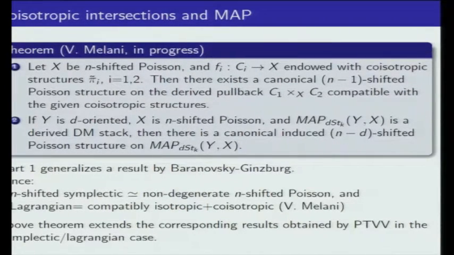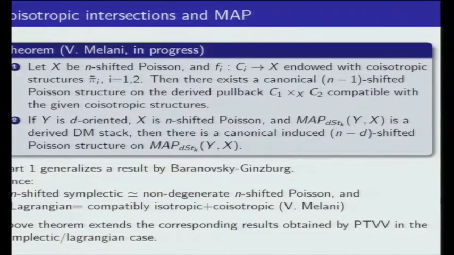So let me mention this result, which is almost written down by Valerio Melani. They are analogs of what we got for the symplectic case for intersections of Lagrangians. Here we are in the Poisson case, and you replace Lagrangian by coisotropic, and then you get this result. But they are harder to prove. So let X be n-shifted Poisson, and take two maps to X endowed with a coisotropic structure. Then the derived pullback is canonically (n-1)-shifted Poisson.